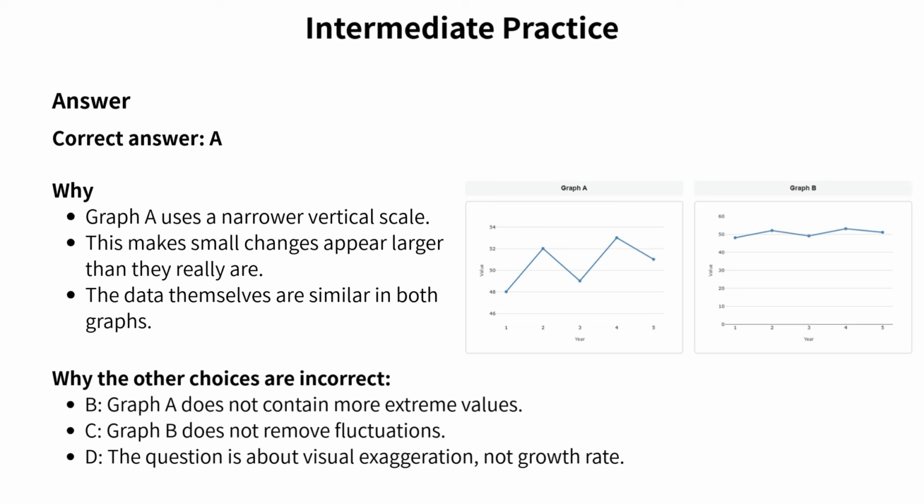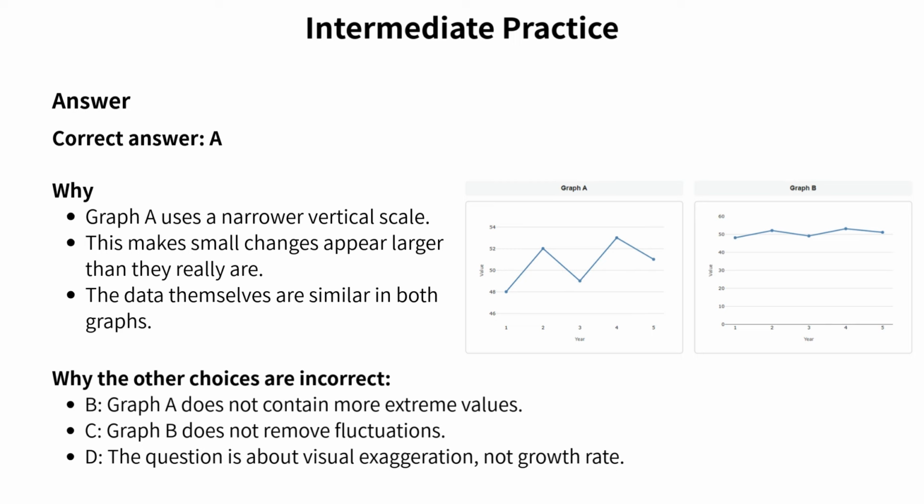This tells us something very important: the data in both graphs are actually quite similar. What changes is the visual impression, not the numbers. Let's briefly review why the other choices are incorrect. Choice B claims that Graph A contains more extreme values. This is not supported by the data. Graph A's values are not unusually high or low.